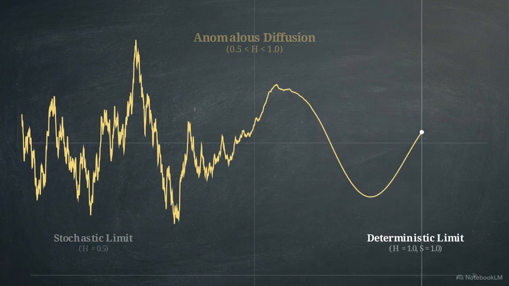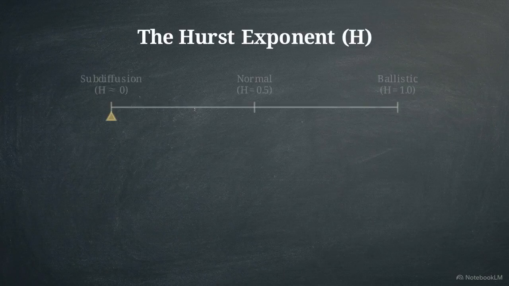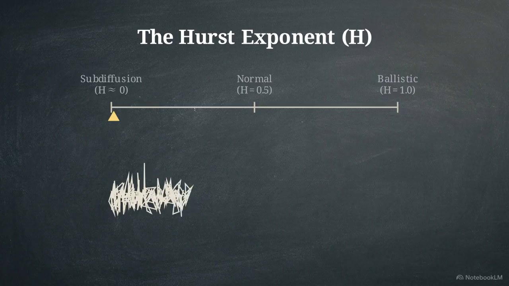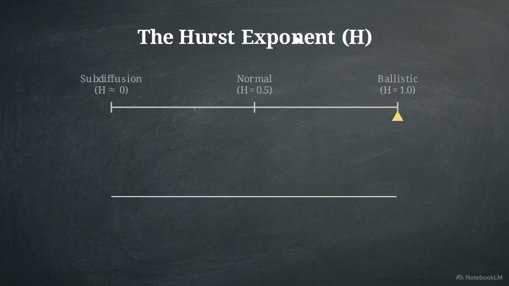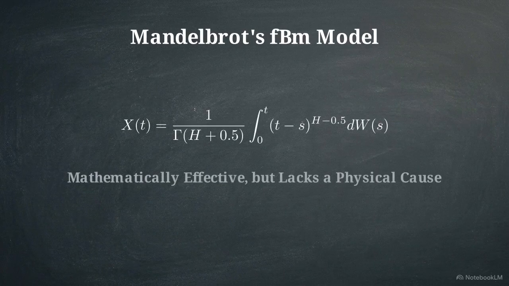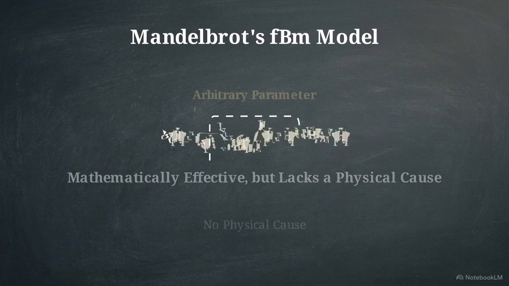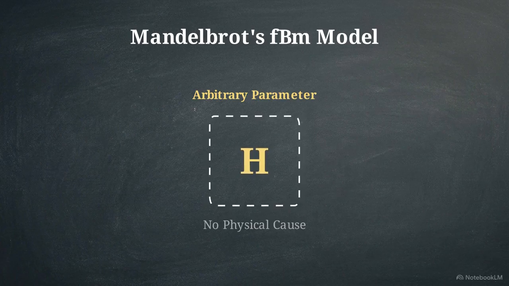erratic to be classical. The mathematician Benoit Mandelbrot developed fractional Brownian motion to help model these strange middle ground anomalies. This model relies on the Hurst Exponent, a sliding scale measuring randomness from extreme subdiffusion to smooth ballistic movement. While mathematically effective, it lacks a physical cause. In Mandelbrot's model, the exponent is an arbitrary recorded number, not a value derived from physics.